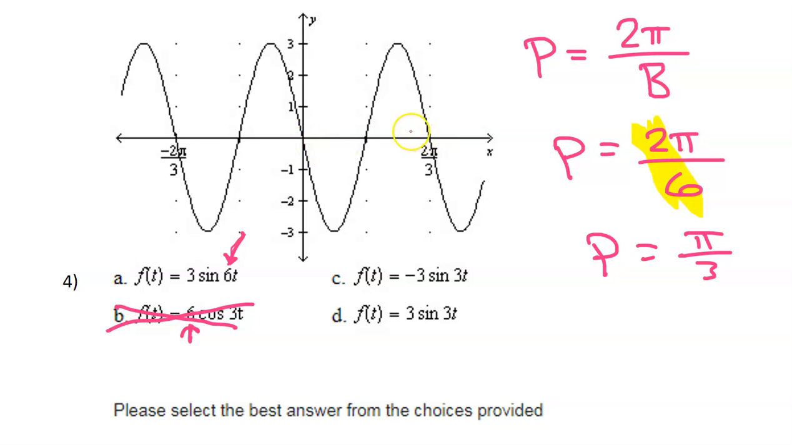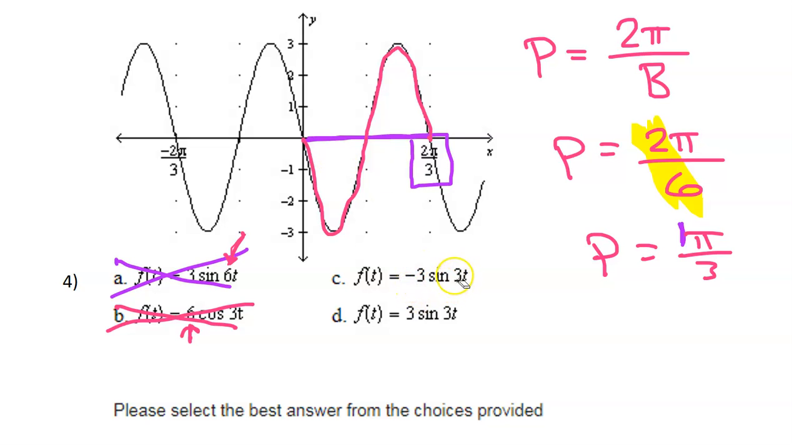But looking at the graph, that is not the case. Like I just illustrated a moment ago, this is one cycle of the graph right here. And you can see that one cycle of the graph goes from here to here on the x-axis. We can already see that that has a length of 2 pi over 3, not 1 pi over 3. So we can throw out option A. But we still have to choose between these two.